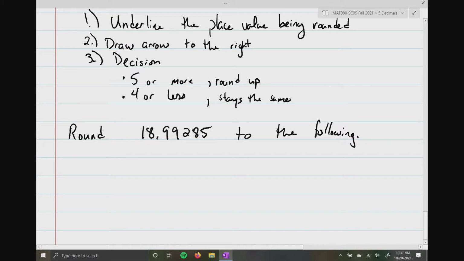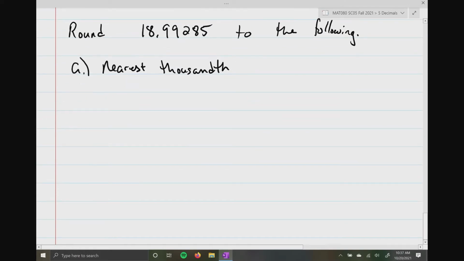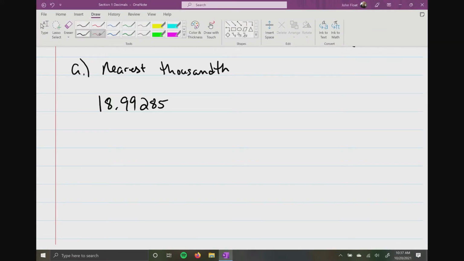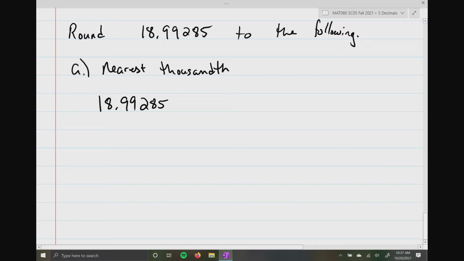So we're gonna round 18.9925 to the following. First, let's do the nearest thousandth. So what I do is I just rewrite the number, and I follow my steps. Step 1, underline the place value that's being rounded. Well, since it's the thousandth, it's going to be the 2.